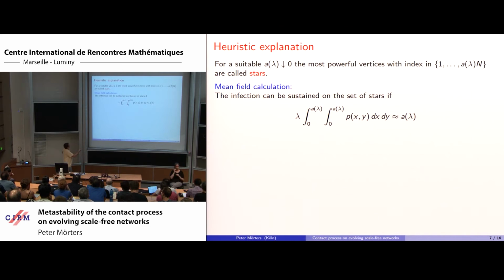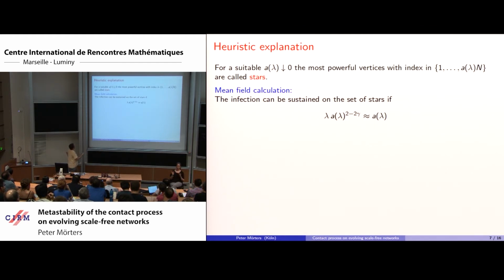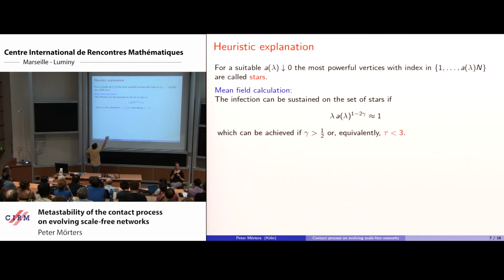So we plug in the kernel. I'm dropping all the constants. So this is x to the minus gamma, y to the minus gamma. We have a super easy integral: lambda times a of lambda to the 2 minus 2 gamma should be of order a of lambda. And then if you put this to this side, you get this rule, and you notice, because lambda goes to 0 and a of lambda goes to 0, you want this exponent to be negative, and that happens if gamma is bigger than 1/2, or equivalently tau less than 3.